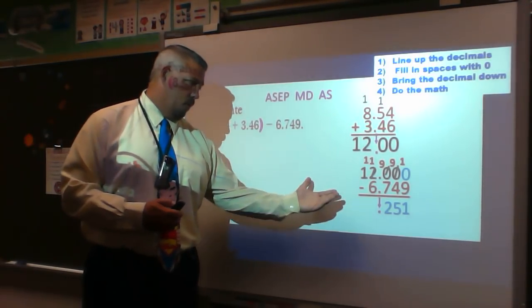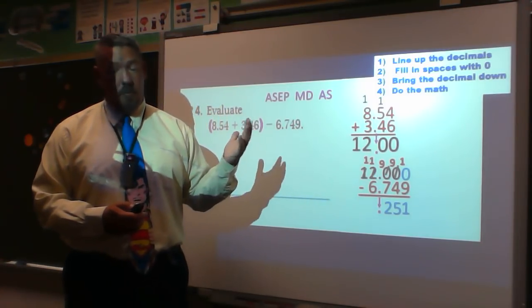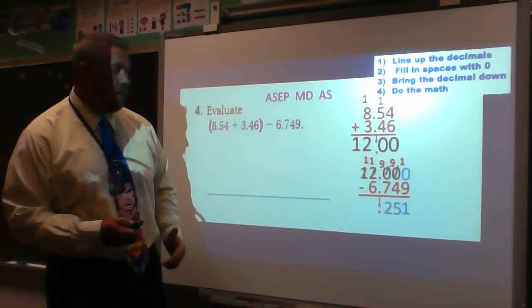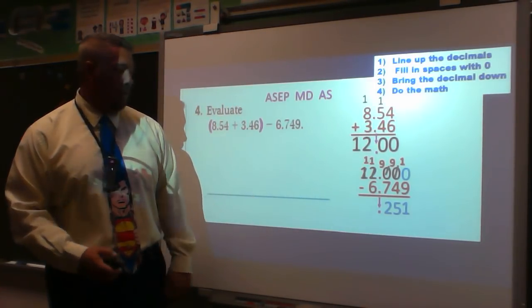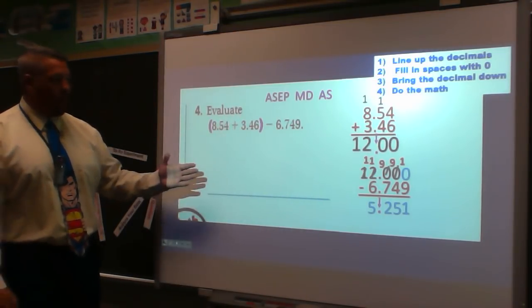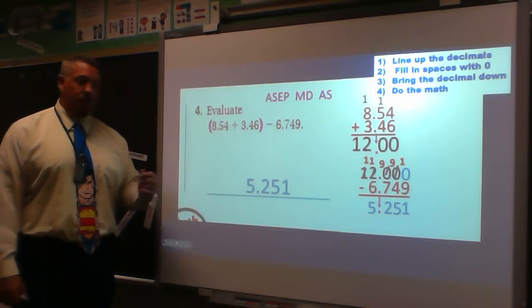So I got to borrow again. So this one becomes 0. You can put a 0 up or just cross it out completely and add a 1 for my 11. Then 11 minus 6 gives me 5. So I've done everything that's up there, so I'm left with 5 and 251 thousandths as my final answer.